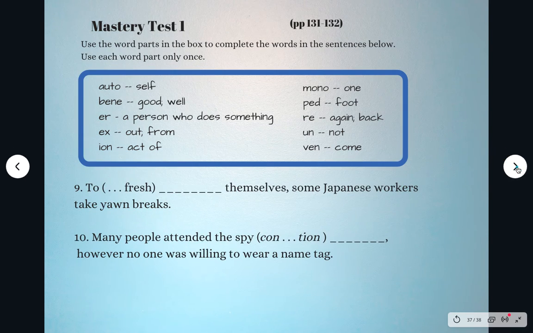Let's keep going. We're almost done. Two, something fresh themselves. Some Japanese workers take yawn breaks. So I would choose something from this side of the page. Many people attended the Spy Con something shun. However, no one was willing to wear a name tag. Well, what do you call it when a whole bunch of people come together? Choose something from over there.